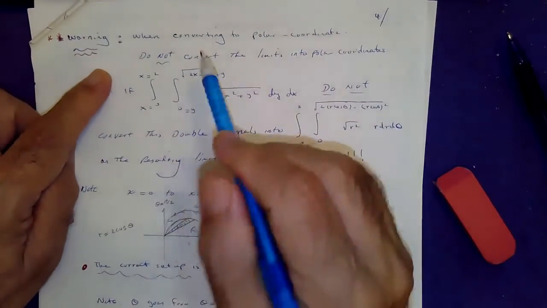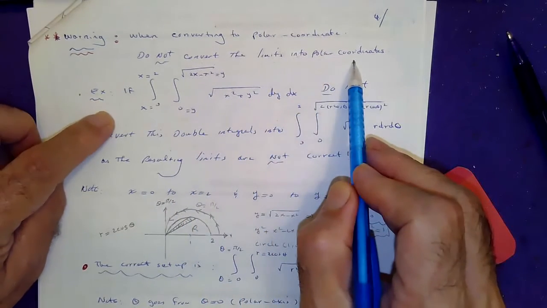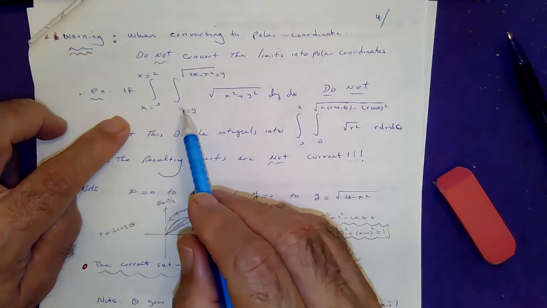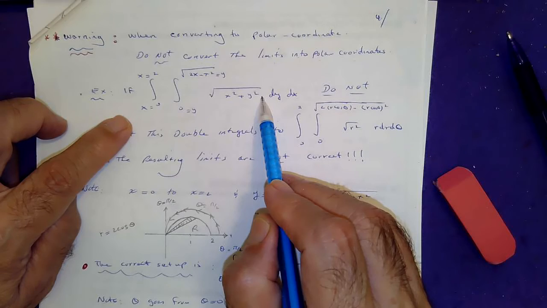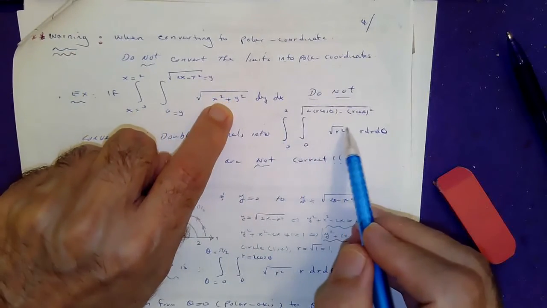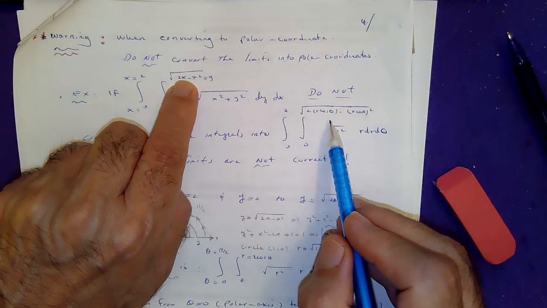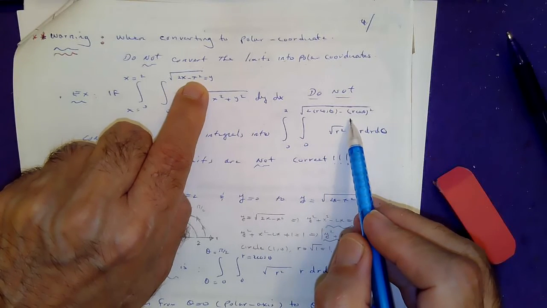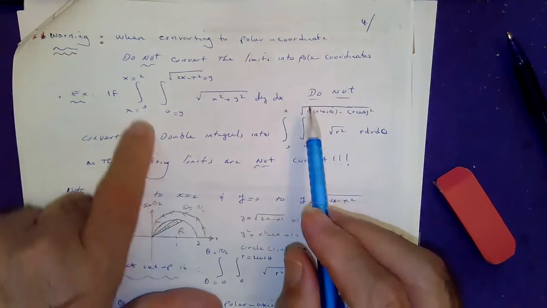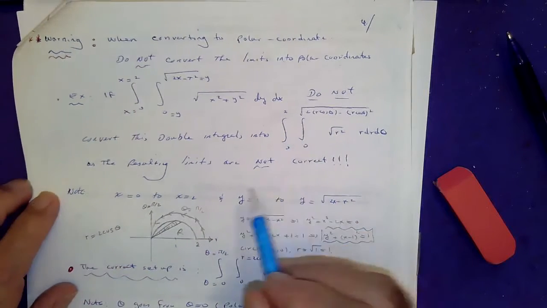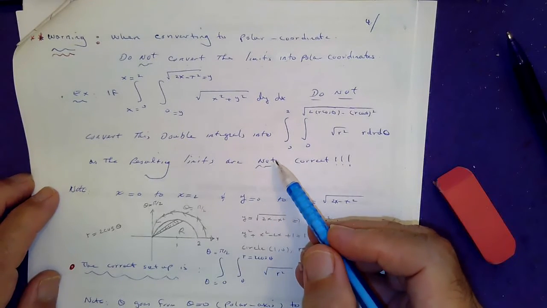Now, one warning, and then that should do it for this section. Warning. When converting to polar coordinates, do not, I repeat, do not convert the limits into polar coordinates. Sometimes when you ask students, hey, can you do this problem in polar coordinates, they go, okay, I'm going to replace this guy with r squared, I'm going to replace that guy with 2r cosine theta, replace this guy with r cosine theta squared, and then keep these guys as 0 to 2. And that is absolutely incorrect. It is not even remotely a correct answer.